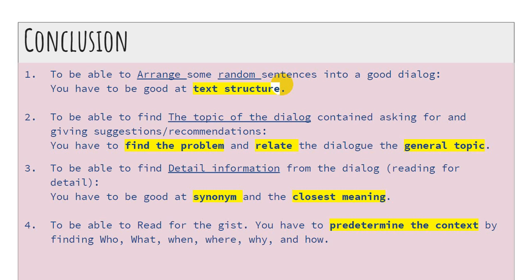The third one is to be able to find the detailed information from the dialogue. You have to be good at synonyms and the closest meaning. It means you have to develop your vocabulary. And the last point is to be able to read for the gist, or to comprehend the dialogue. You have to predetermine the context by finding who, what, when, where, why, and how. Okay? So that's the end of my presentation.